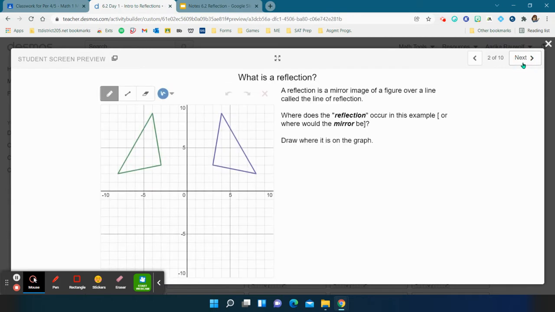Next slide. So, what is a reflection? A reflection is a mirror image of a figure over a line called the line of reflection. So, the line that you reflect over is the line of reflection. Now, where does the reflection occur in this example, or where would the quote unquote mirror be? So, I want you to take your line here and draw where you think the reflection occurs or where the mirror of this image would be. Okay? No wrong answers. I just want to see what you know.